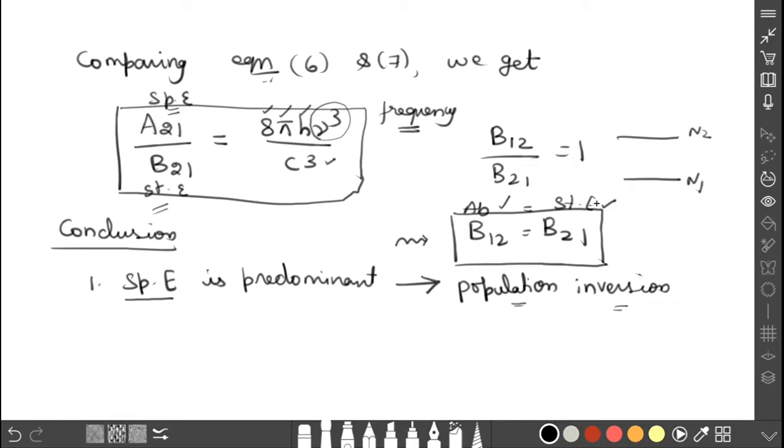So Einstein said that as per this concept, spontaneous emission is predominant, but for laser production, stimulated emission is required. To achieve stimulated emission, we have to follow one technique called population inversion. And the next result is that the rate of absorption should be equal to the rate of stimulated emission, so it is based on the number of atoms in the energy levels. That part we are going to discuss in the next video.